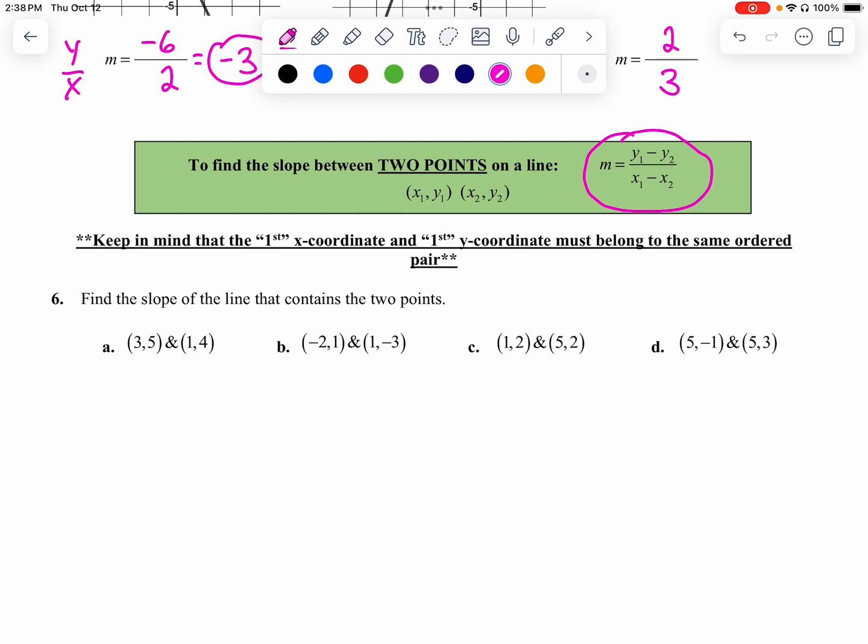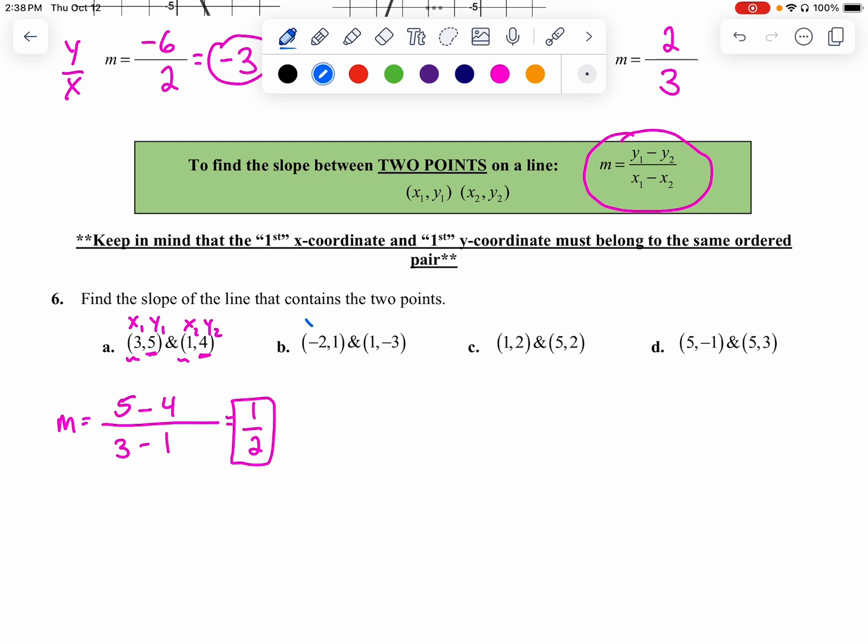So what that means is if I were to call this x and y, because they're both the first pair, they both get the 1s. And then the second pair, they're also an x and a y, but because they're the second pair, they get the 2s. So when I write this equation to find slope, we're going to do y1 minus y2. So y1 is the 5 minus y2 is the 4. And then on the bottom, it's going to be x1, so 3, minus x2, which is 1. So 5 minus 4 is 1, 3 minus 1 is 2. And you can't simplify that, so it's done.